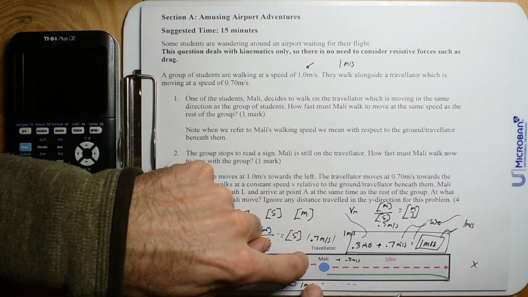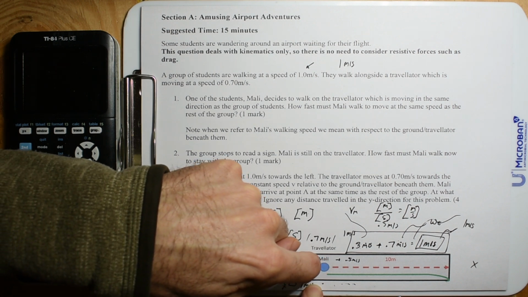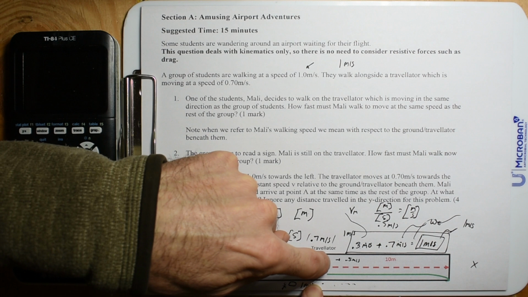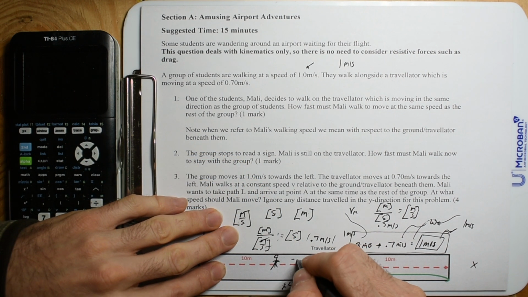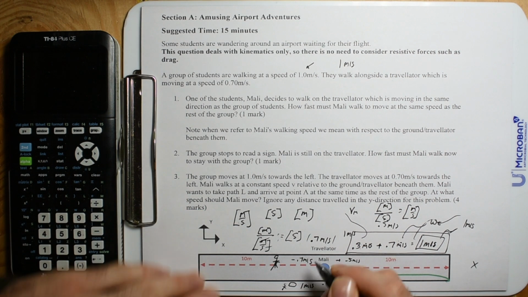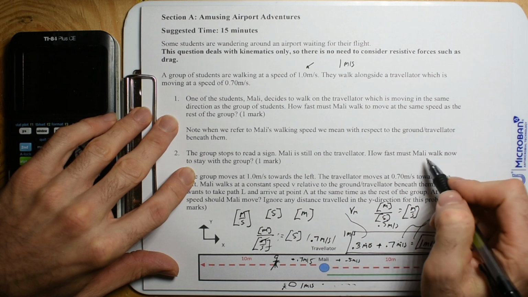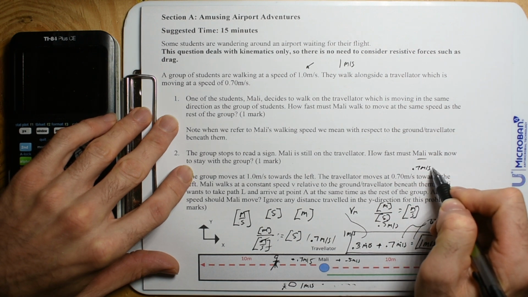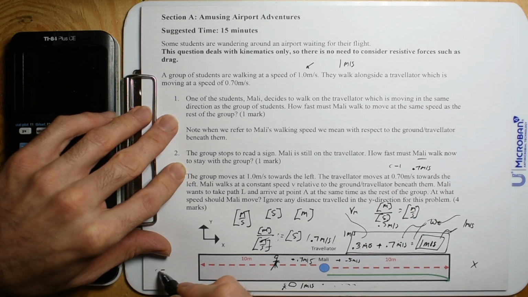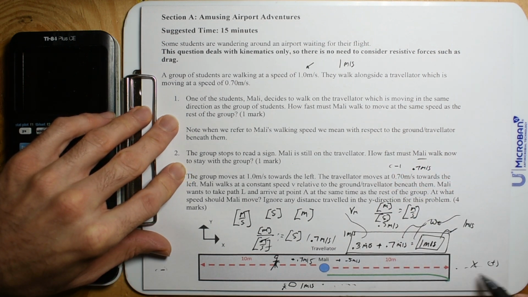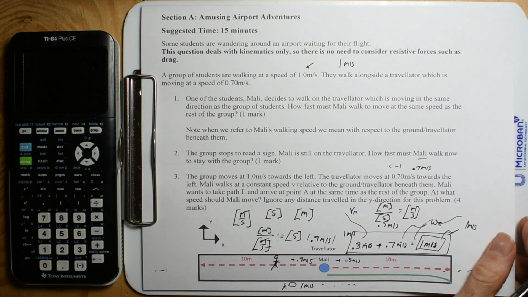The group instantly stops, and so Malachi is going this way. Whoa, Malachi has to stop, but then Malachi is still moving with the travelator, so he has to walk the other direction. So we're going to have a negative 0.7 meters per second. And maybe number 2 is just, hey, how fast must Malachi walk? That's going to be 0.7 meters per second. But you could also specify the negative direction, if we're calling this the positive direction, where the travelator is headed, and this is the negative direction. Okay, sweet.